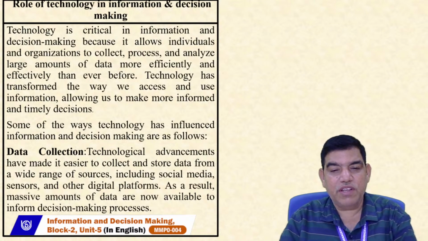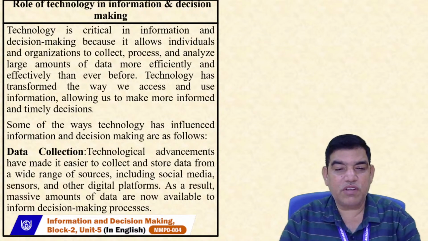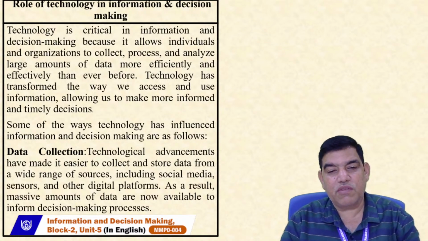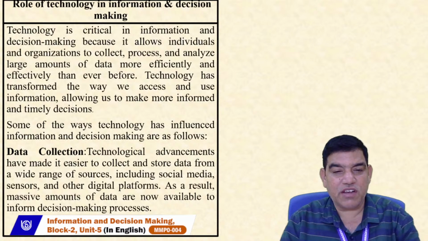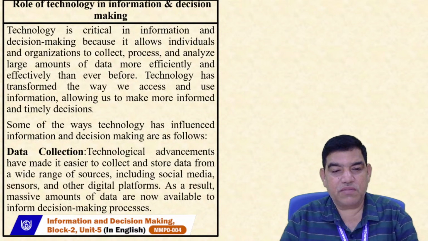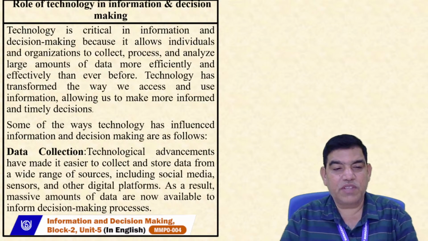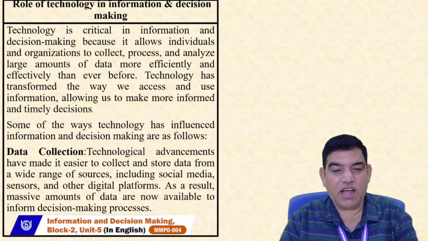So what happens actually? We collect the data from primary sources or secondary sources. What is the meaning of primary sources? Means we have to visit the organization, we meet the people directly, and through interview, through questionnaire, we can collect relevant data as per our need. And the secondary data means we collect through online platforms. Sometimes we also collect data from social media, from sensors, and different digital platforms. As a result of that, large amounts of data are now available to inform decision-making processes. So that is the data collection.